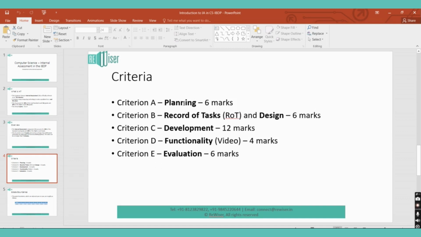Criterion A is planning, which accounts for 6 marks. Criterion B is a record of tasks or the ROT, and the design, which is again accountable for 6 marks. Criterion C is development, which has the highest amount of marks for any given criterion in the internal assessment, which is 12 marks. Criterion D, functionality, is actually a video that has to be recorded, which cannot be more than 7 minutes. Criterion E refers to the evaluation of the product, which is again for 6 marks.